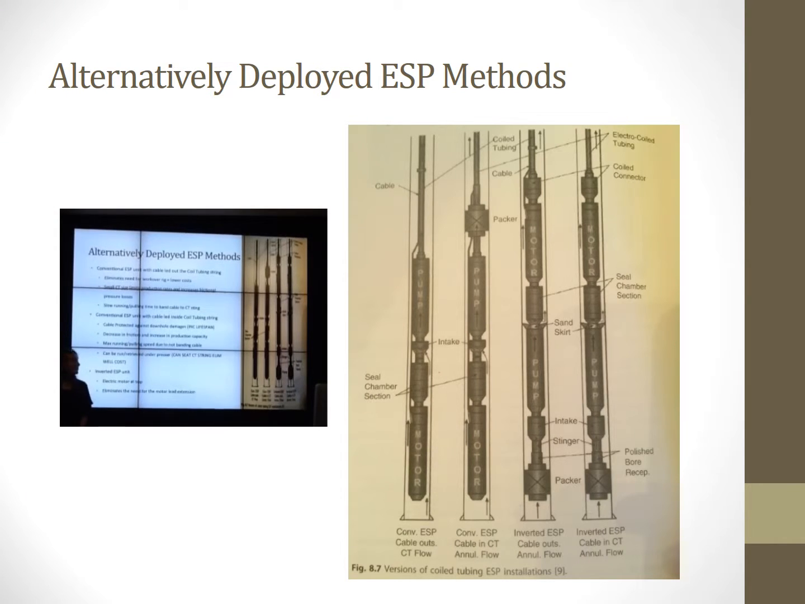These 4 pictures demonstrate the 4 different methods just discussed. The first one is a conventional ESP with the cable run outside. The second one is with the cable run inside the coil tubing. And then there's the inverted ESP with the cable outside and the inverted ESP with the cable inside.